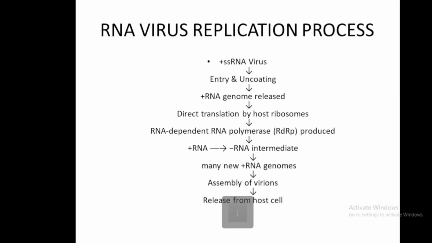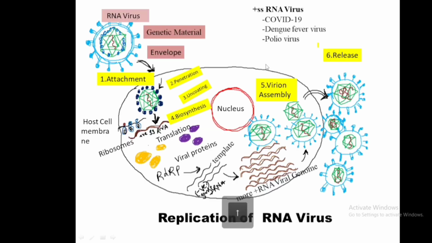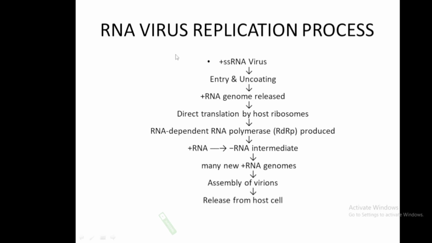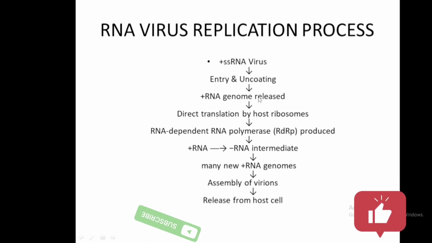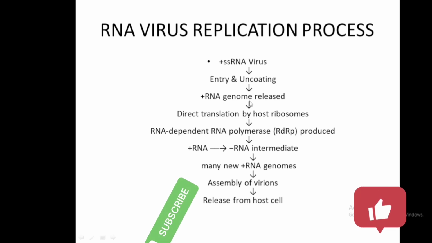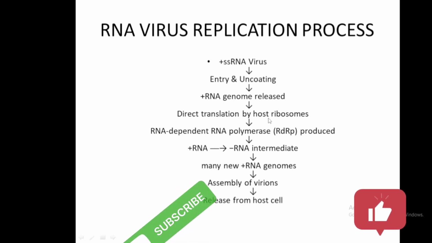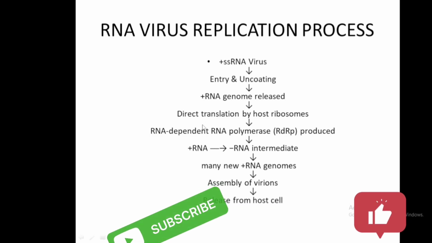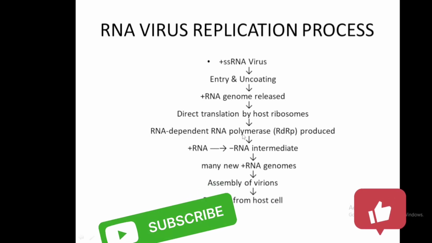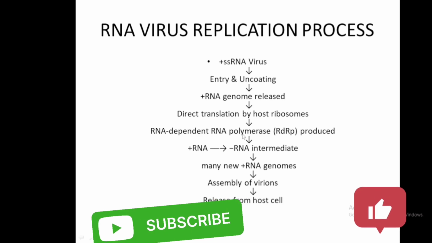I explained the same process with the help of a flowchart. Here you can see positive sense RNA viruses, for example COVID-19, dengue fever virus, polio viruses, etc. The virus first starts the entry process. After that, uncoating, and after uncoating the positive sense genome is released. This positive sense RNA acts as a messenger RNA, and immediately host cell ribosomes start the translation process and synthesize the RNA dependent RNA polymerases and structural proteins.